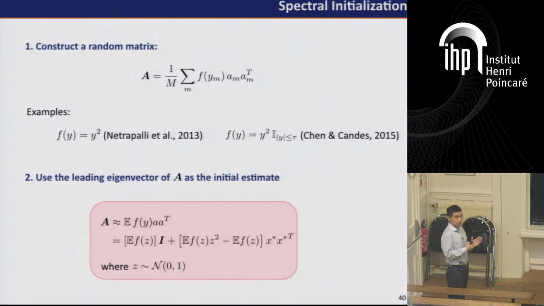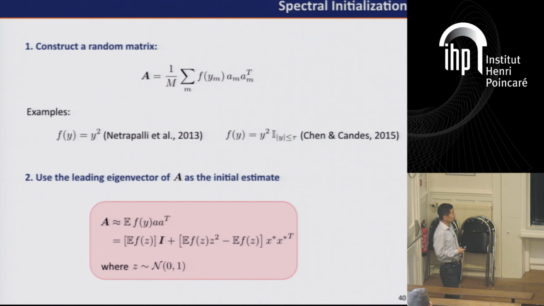Because A is a weighted average, it is just an empirical average of a very large number of independent matrices. Because M is very large, A should be close to the expectation of each random matrix. If you compute the expectation, you can see that the leading eigenvector of the expected matrix is exactly equal to the true signal. In other words, if your random matrix is close to the expected value, then the corresponding random eigenvector should also be close to the true value, and then you have this result.